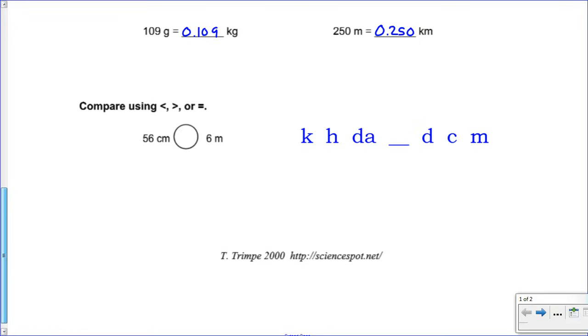I'm going to start with 56 centimeters, and I'm going to try and get it into meters. If we're starting with centimeters and going to meters, we jump over 2 spots to our base unit. That's going to the left. Put the decimal place there, 2 spots over to the left, and I end up saying that this is equal to 0.56 meters. Now if we compare 0.56 meters to 6 meters, the 6 meters is going to be larger.